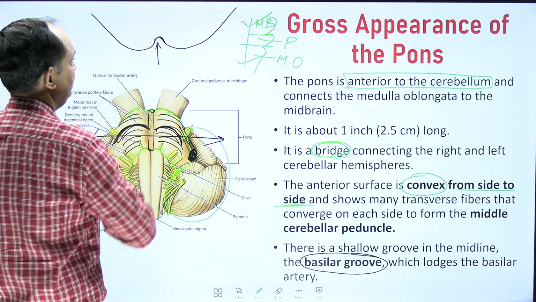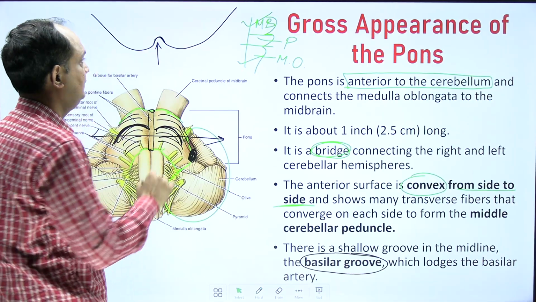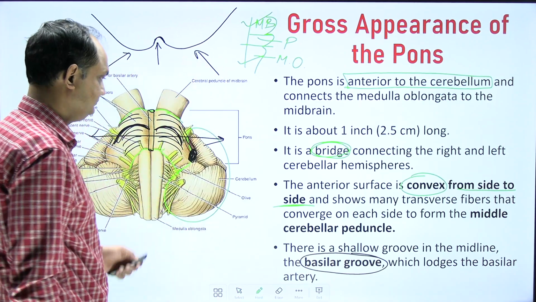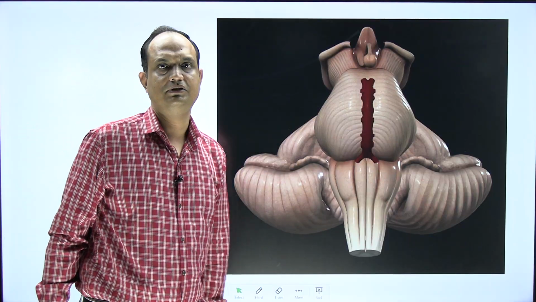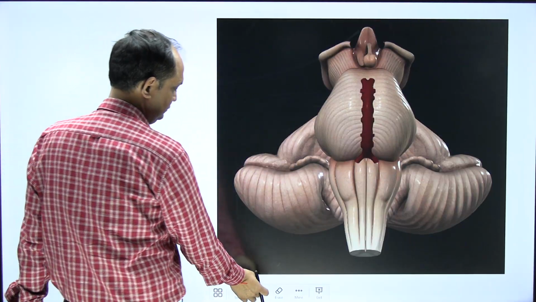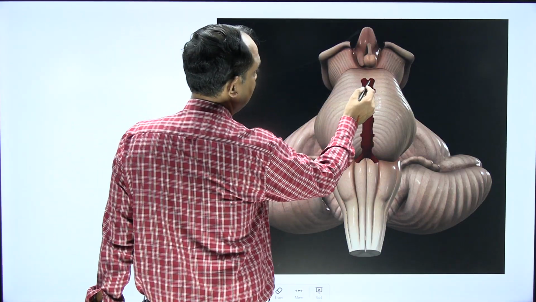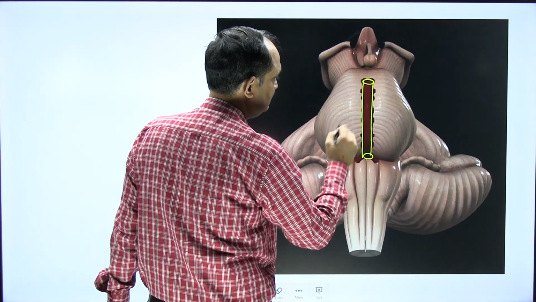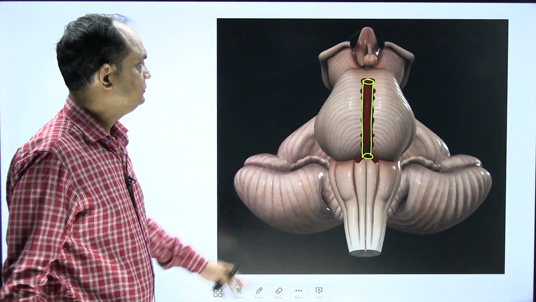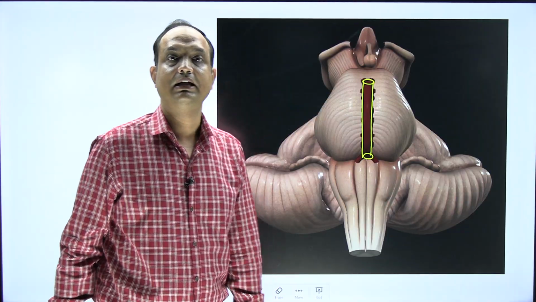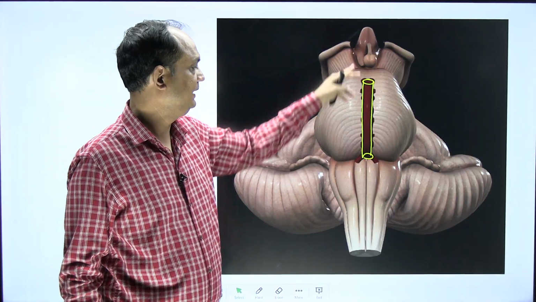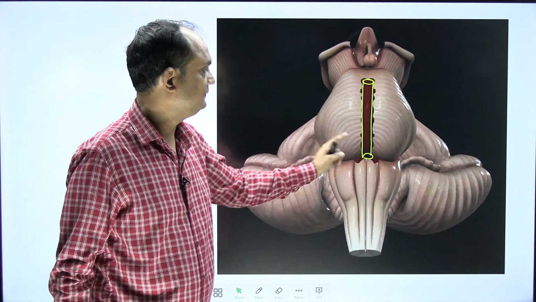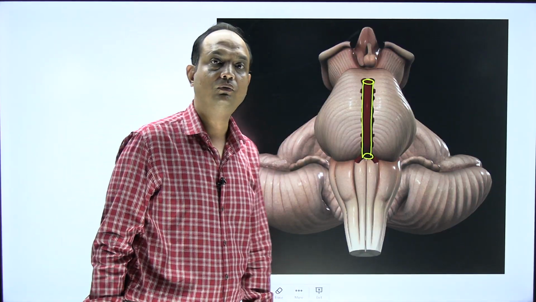Clear? So this is the outline of the anterior surface of the pons. This anterior surface has a midline depression, the basilar groove, and on the sides you have the convexities. Clear? Now this image shows the basilar groove. The basilar groove is a groove occupied by an artery, and this artery is known as the basilar artery. Clear? This question has been asked many times: which part of the brain stem comes in contact with the basilar artery? The answer is the anterior surface of the pons, where you have the groove for the basilar artery.